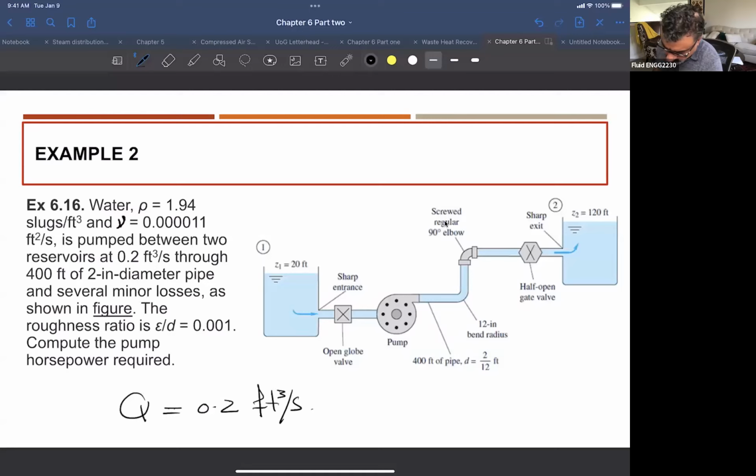The diameter of the piping is 2 inch. There's no change in the diameter all over the system, so the diameter is 2 inch. And the pipe has several minor losses, and this is what is written in the textbook. So several eddy losses or components, or minor losses, as you can see in this figure. The roughness ratio, epsilon over D, is given as 0.001. We are trying to determine the power of the pump.